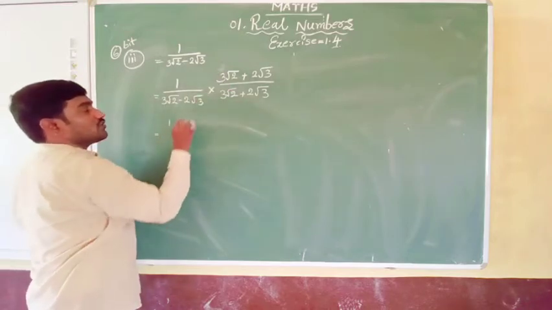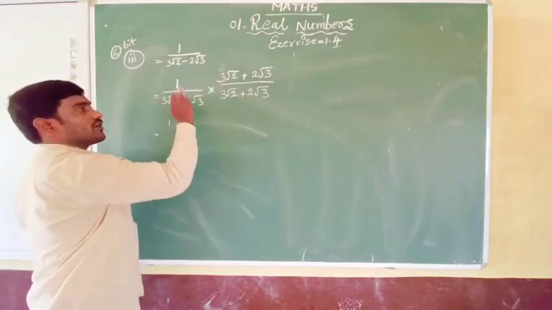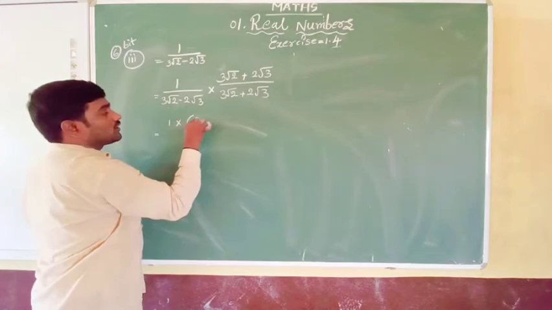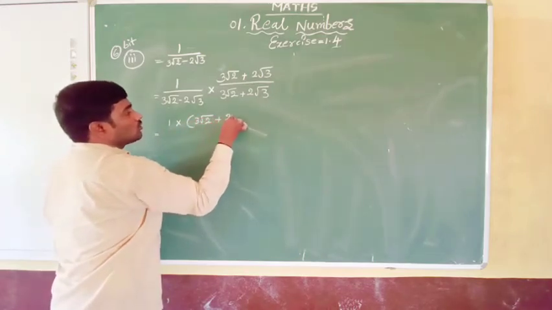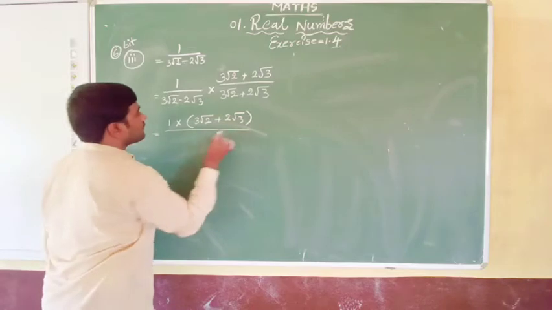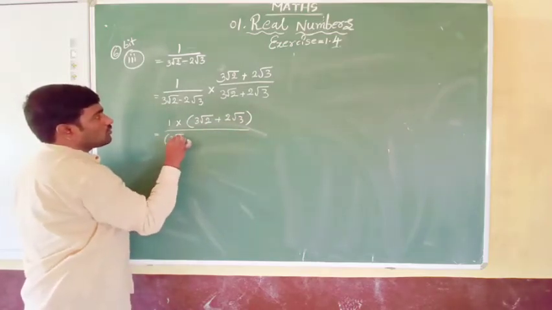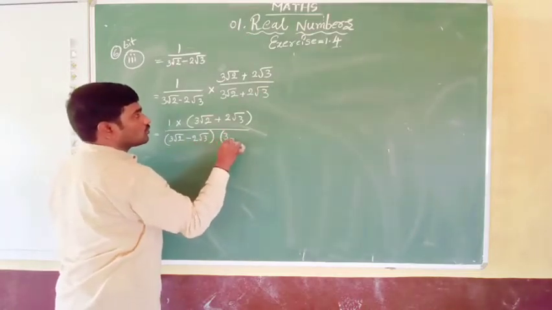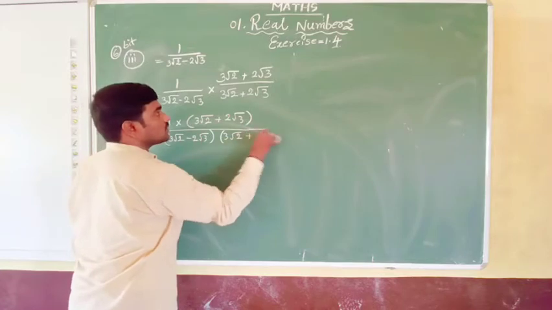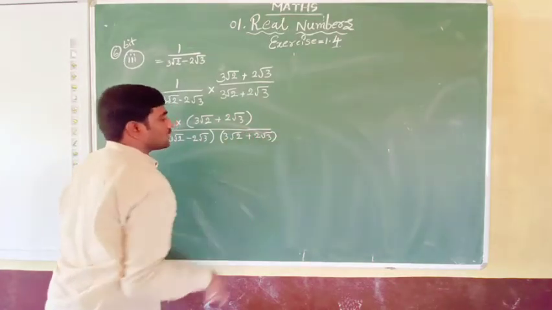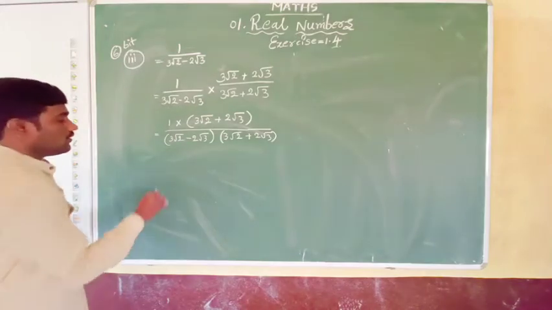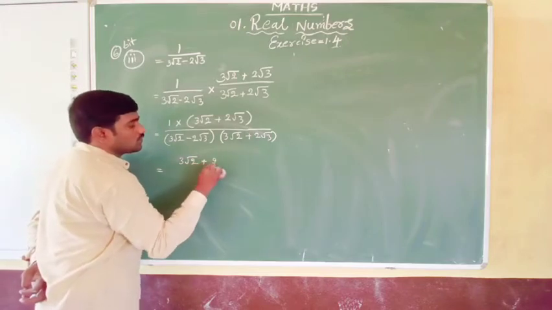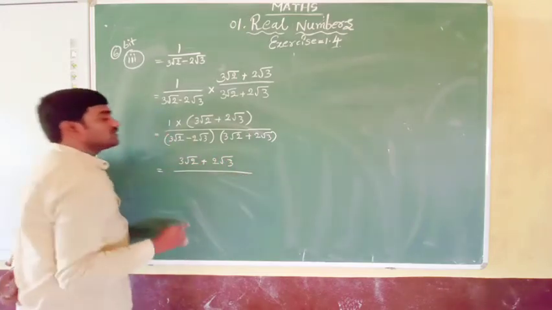Let us multiply the numerators now. The product of two fractions equals the product of the numerators by the product of the denominators. So here the numerator is 1 into 3 root 2 plus 2 root 3, whole by 3 root 2 minus 2 root 3 into 3 root 2 plus 2 root 3. Okay, simple now. Here the numerator we get is 3 root 2 plus 2 root 3.